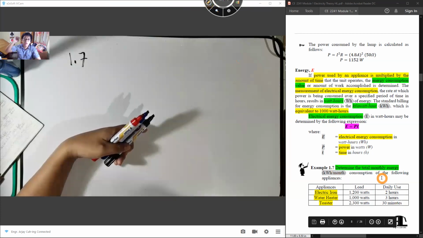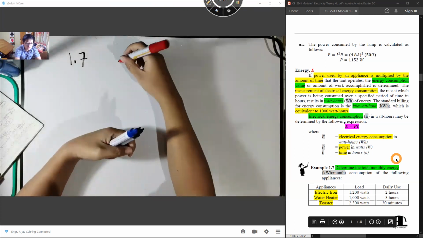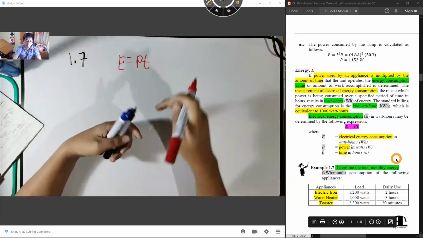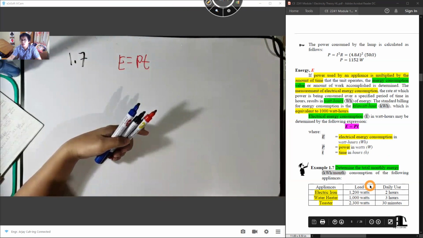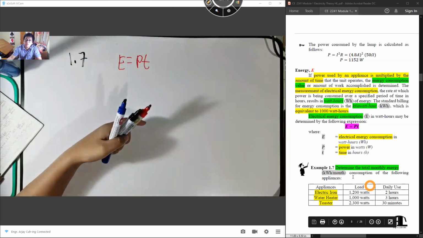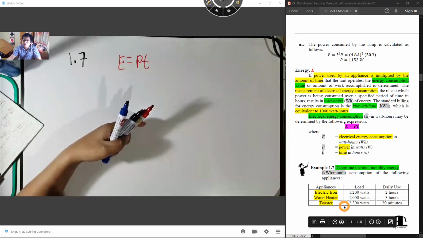So determine the total monthly energy given the table. Okay? So paano natin gagawin yun? Hindi ko na susulat yung given. Ito na yung given natin. Ang gagawin lang natin dito is working equation natin. Di ba energy is equal to power times time. So ito yung load, ito yung power. Observe nyo lang yung units, it's all about the units. Isa-isahin natin. Since isosolve natin is total, isolve muna natin isa-isa: yung energy ng electric iron, ng water heater, at ng toaster. Dapat ang unit natin ay kilowatt hour per month.